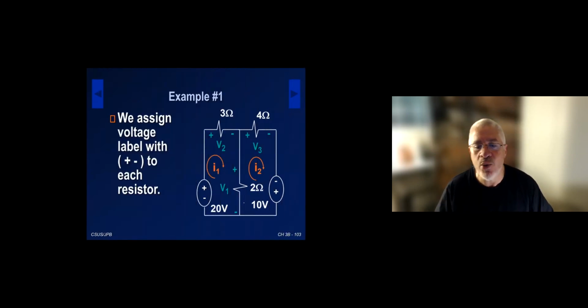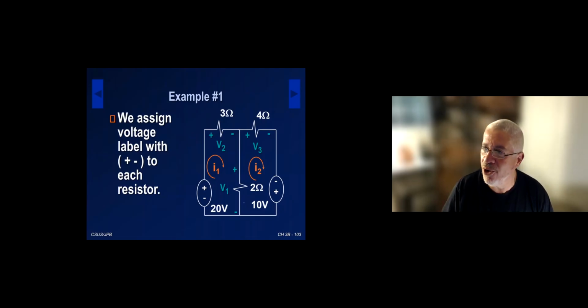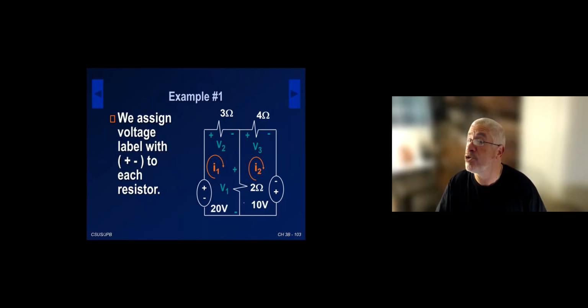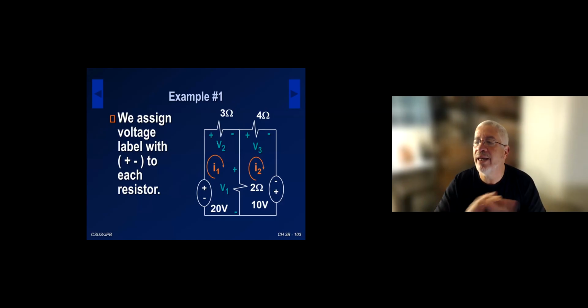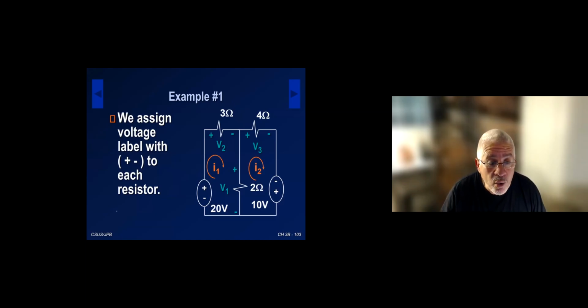Then we assign voltages on our passive elements, on our resistors, if they do not have voltages already assigned. So V1, V2, V3, where you put your plus and minus is entirely up to you. You can put them left, right, up, down. There's no wrong or right way. So we assign that, and at this point, the circuit is now prepared for solution.